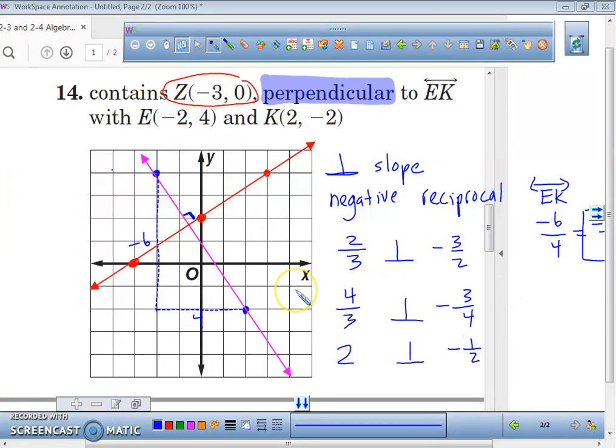So that's what we did yesterday. We had to be able to find slope and be able to graph lines. Today we're going to be building equations.